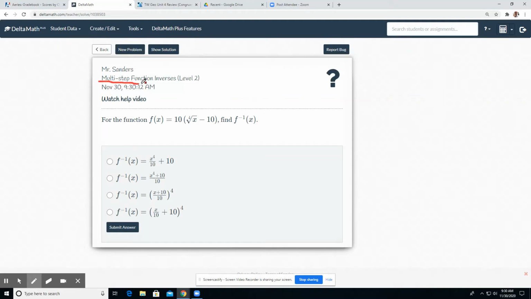Okay, multi-step functions and their inverses. This is the second level. That usually means there's more steps here. All right, so here's our function. They want the inverse of it.